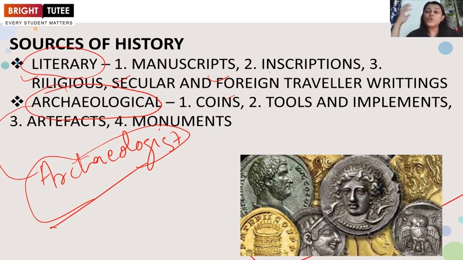Then there are tools and implements. Through tools and implements, we got to know how the early humans actually made tools, and what kind of tools were used. Then we will understand what exactly they used to do with those specific tools. So through tools also, we got to know that earlier humans were using stone tools, then they started using copper tools, then bronze tools, then iron tools. It goes on like that.